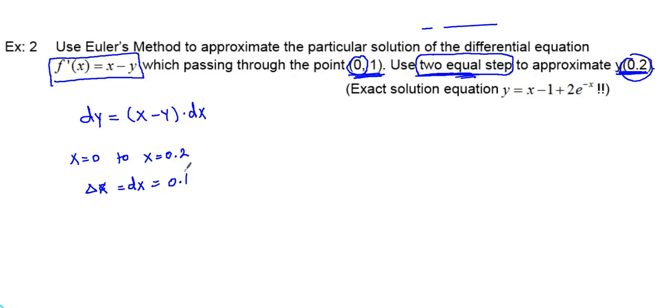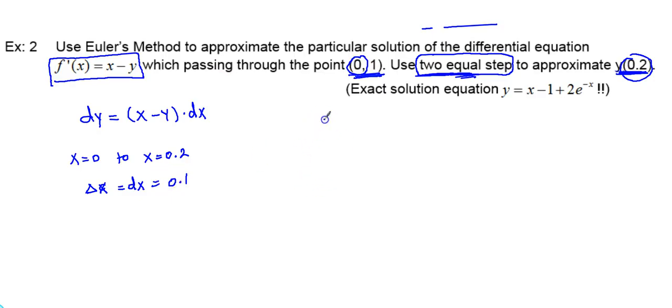0.1. 2 steps means dx is 0.1. Now notice sometimes you are going forward, sometimes you are going backward. If you are going backward, then your dx will be negative. There are a couple of examples where you start with 0, but you are approximating on the left side. If you are approximating on the left side, your dx will be negative.